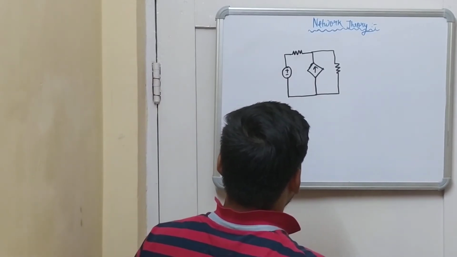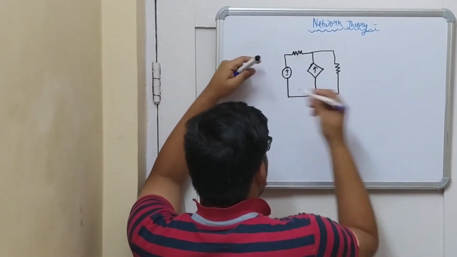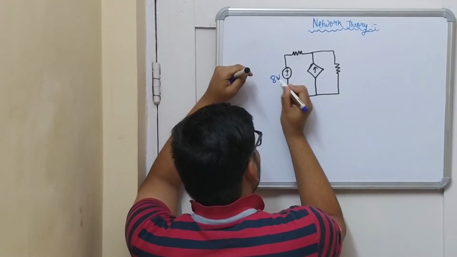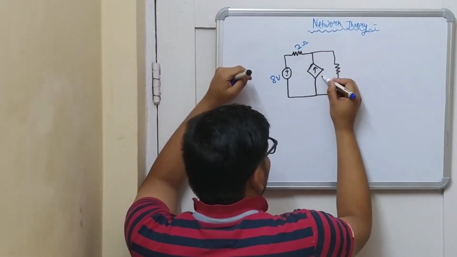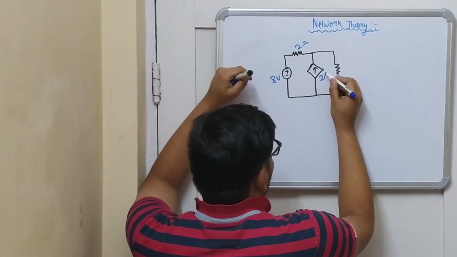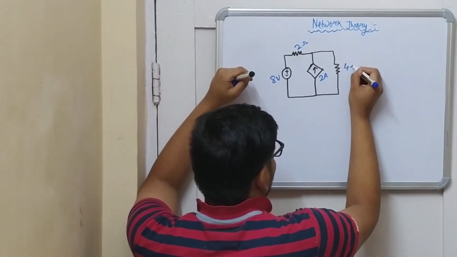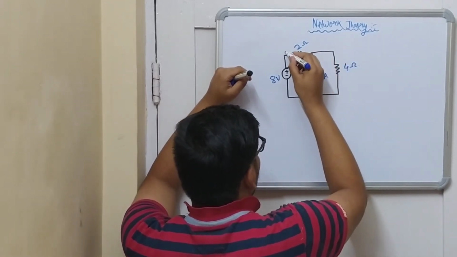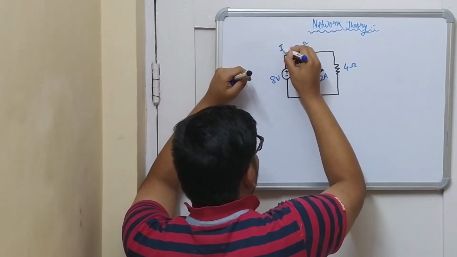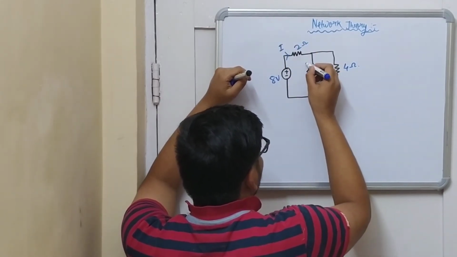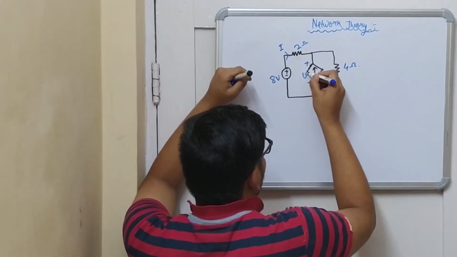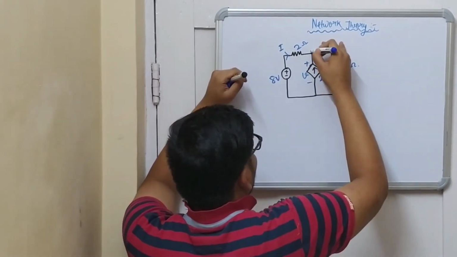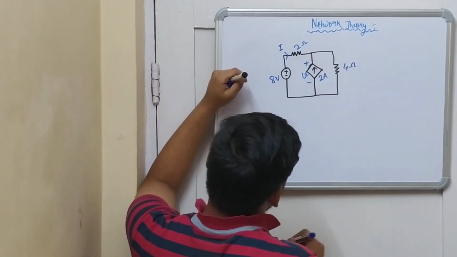Suppose we take an 8 volt source, this is something, say 2 ohm, say 2 ampere, say 4 ohm. Say current I is flowing through here. Let's say the polarity is V volt.